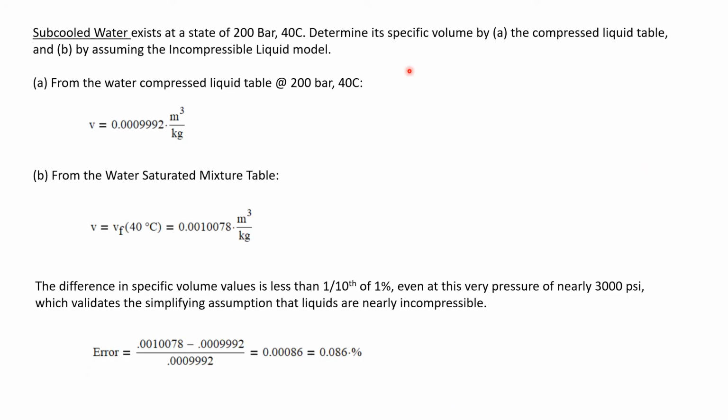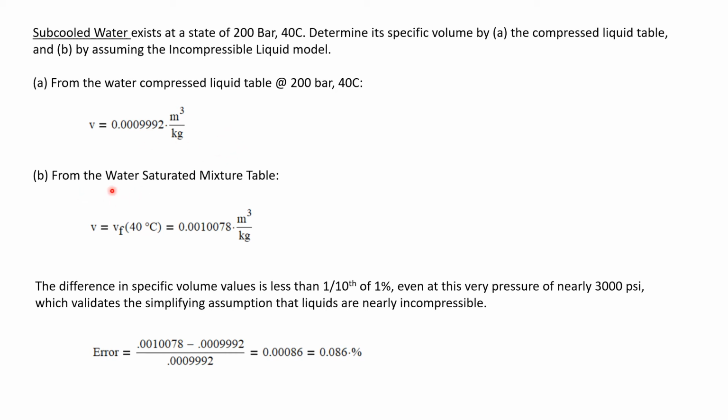Let's try one that we can get from both tables. Let's go back to a water state of 200 bar and 40 degrees C. And we want to determine its specific volume using the compressed liquid table, and we want to compare that to what we get by just assuming the incompressible liquid model. Well, from the compressed liquid table at 200 bar and 40 degrees C, we get a specific volume of 0.0009992 cubic meters per kilogram.